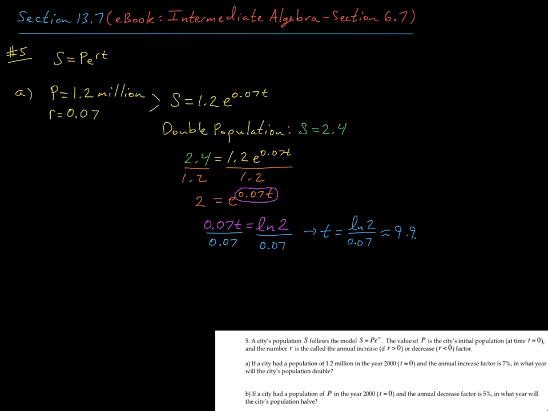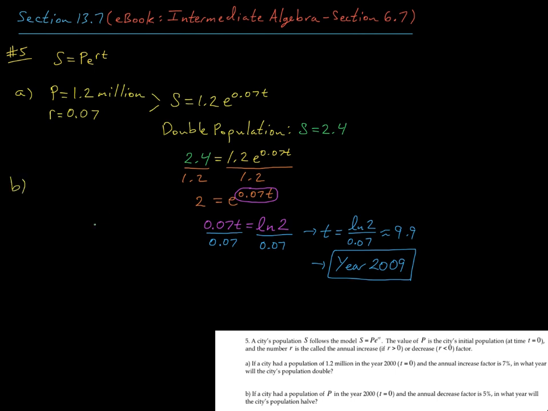Okay, so keep in mind, t equals 0 corresponds to the year 2000. So we're saying that the population will double 9.9 years later. So this would happen then towards the end of the year 2009. Okay, we're not quite to 2010. All right, cool. So how about part B?